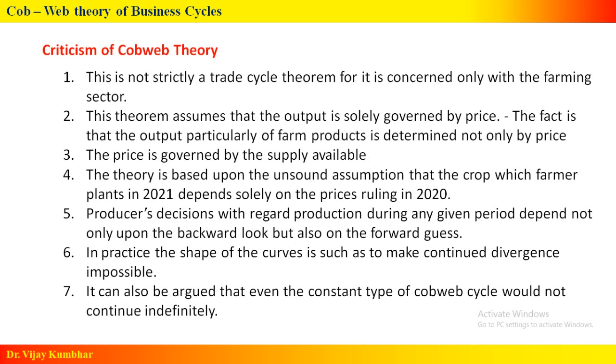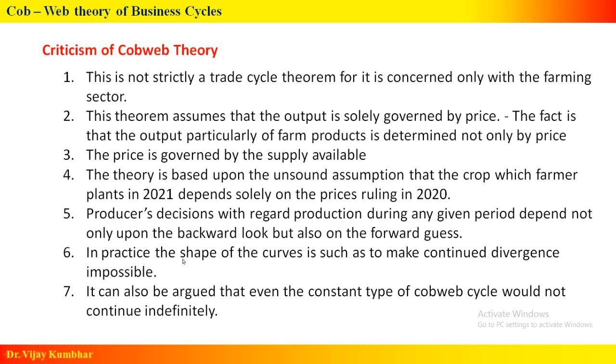The theory is based on the unsound assumption that the crop the farmer plants in 2021 depends solely on the price ruling in 2020. It is not true. Many times the expected price also leads to more production or less production. Producers' decision with regard to production during a given period depends not only upon the backward look but also the forward gaze. This is most important in the business sector.